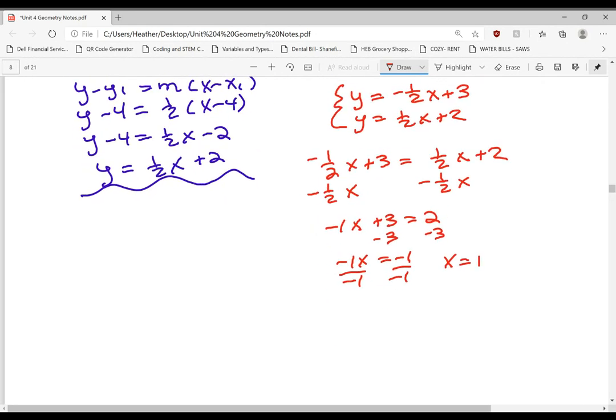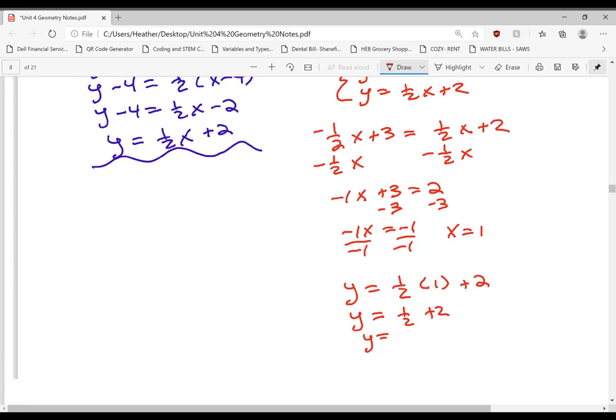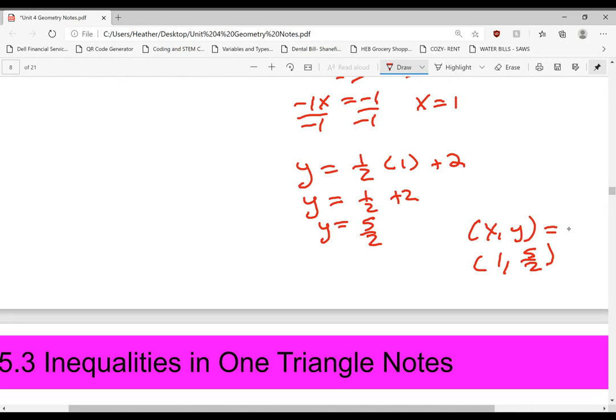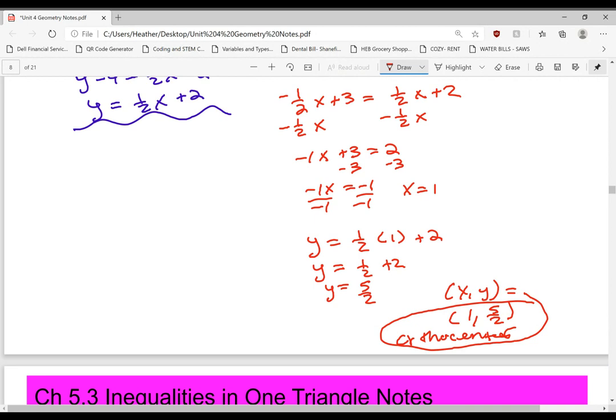Now I'm going to plug that x value into one of my original equations. So y is equal to 1/2 times 1 plus 2. 1/2 times 1 is 1/2, plus 2. I get y is equal to 5/2. So that means my point, x comma y, is 1 comma 5/2. And this is my orthocenter of my problem. Orthocenter. Okay. So that concludes the notes for 5.2.